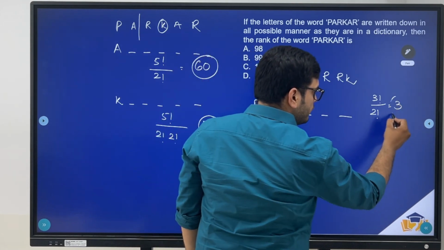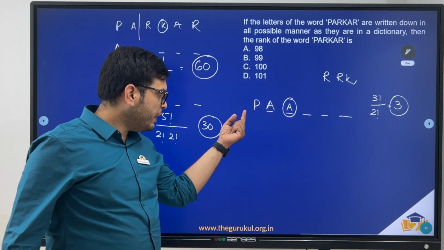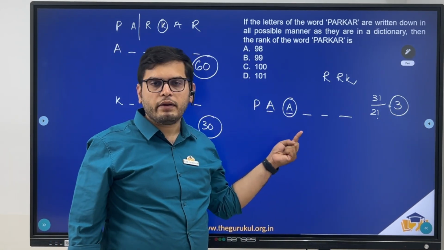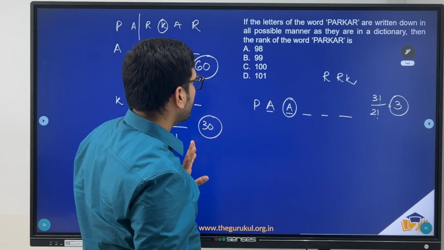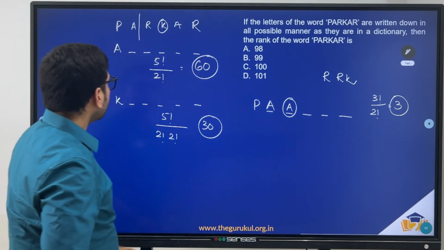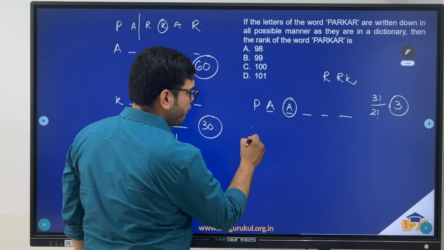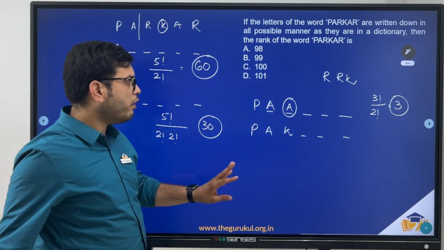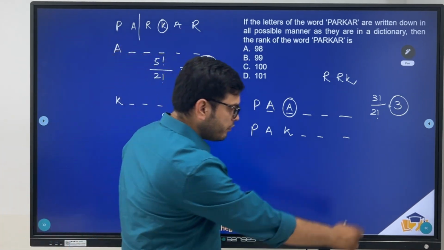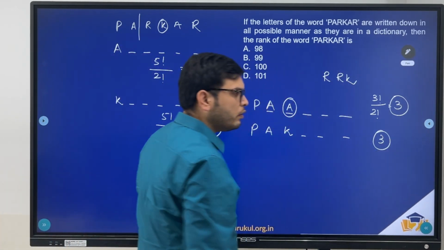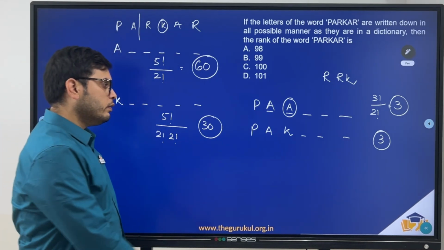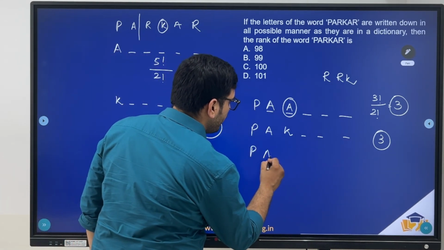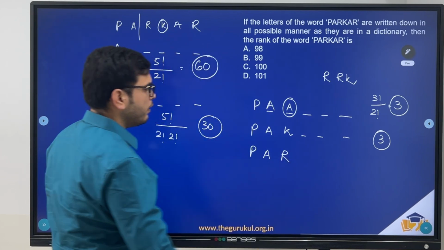So there are 3 words having P as the first letter, A as the second letter, and A as the third letter, right? Then what? You'll be having P, A, and K. Now you are left with R, R, and A. Now similarly, you'll be having 3. Then what? PA, then comes R.